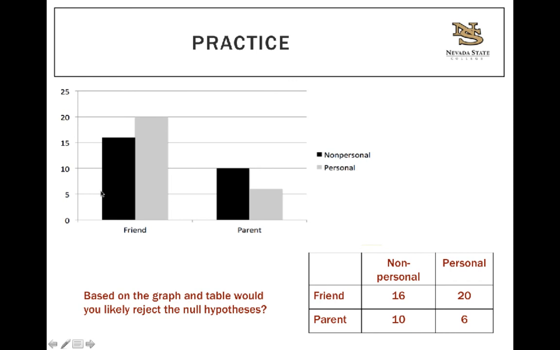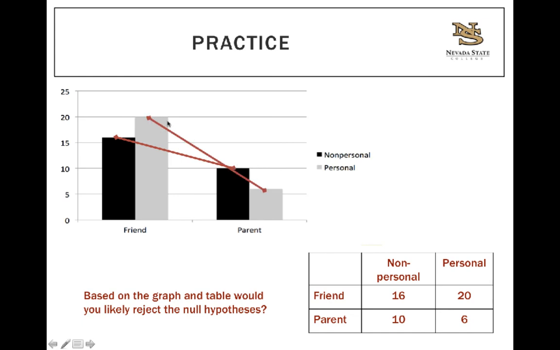All right, so let's use our handy dandy lines to see if there is an interaction. So once again, I'm going to simply put a line from one black bar to the other and then from one gray bar to the other. So this here is the difference in time for non-personal topics between friends and parents. So we can see that it goes down for parents. But when we look at personal topics, we see a much steeper line, right?